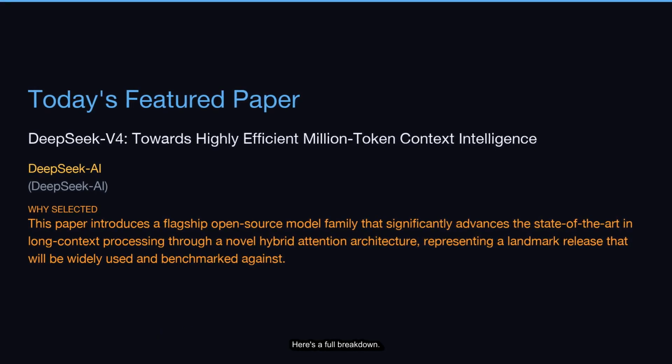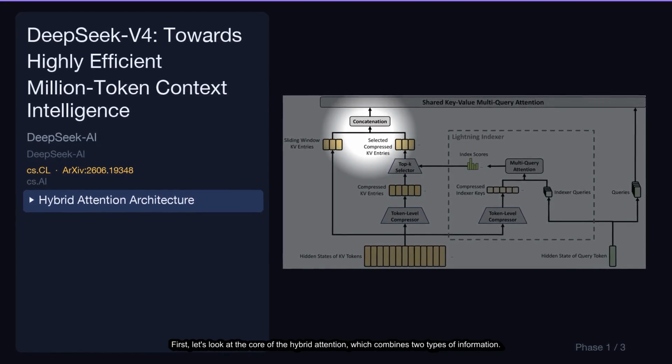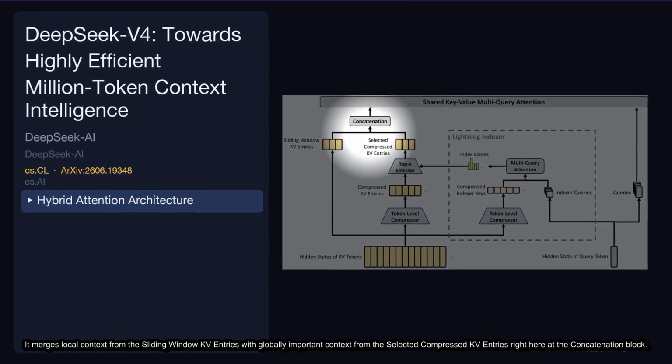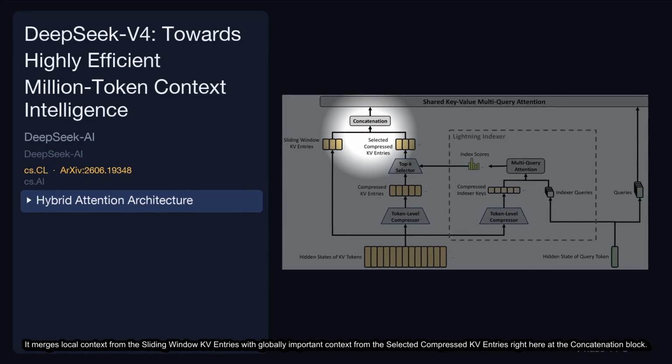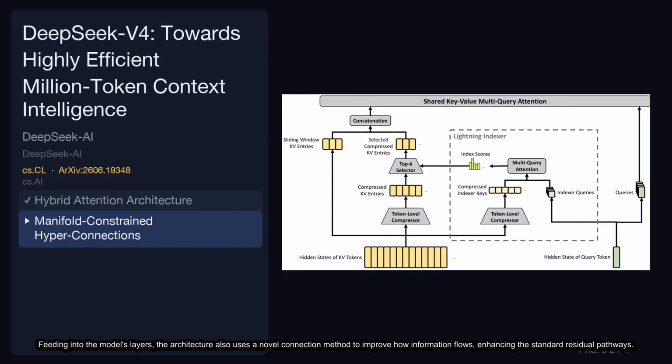Here's a full breakdown. First, let's look at the core of the hybrid attention, which combines two types of information. It merges local context from the sliding window KV entries with globally important context from the selected compressed KV entries, right here at the concatenation block, feeding into the model's layers.